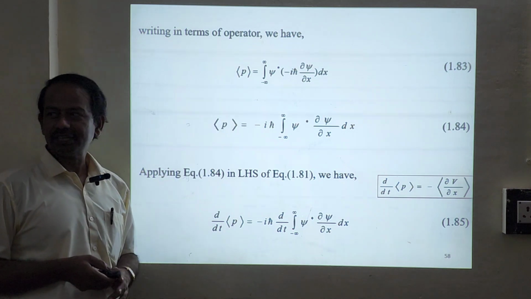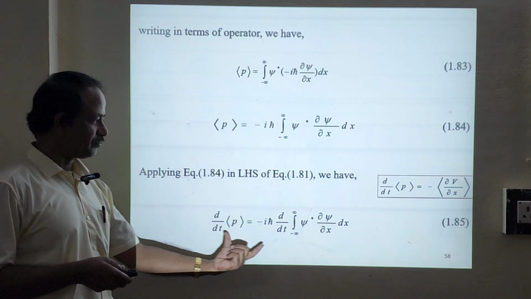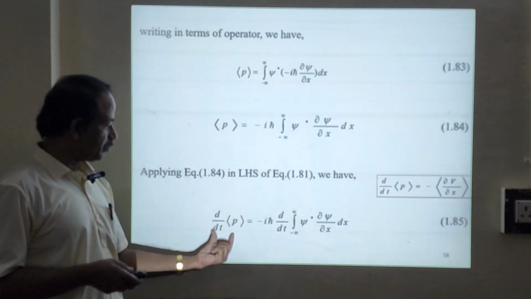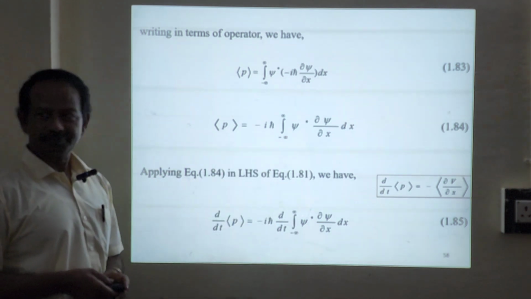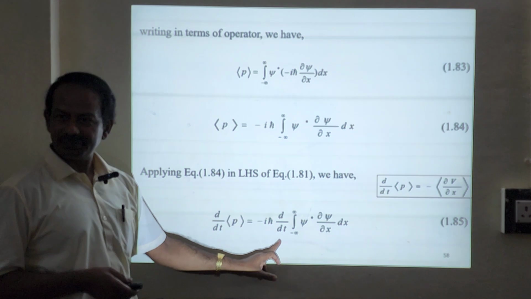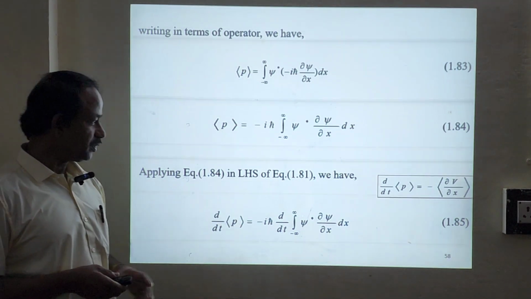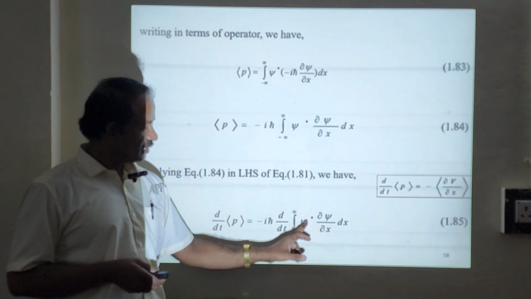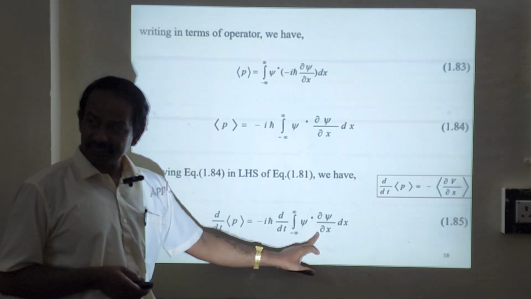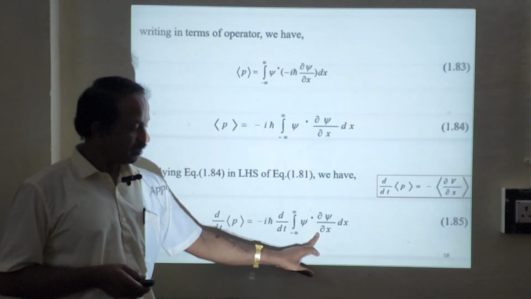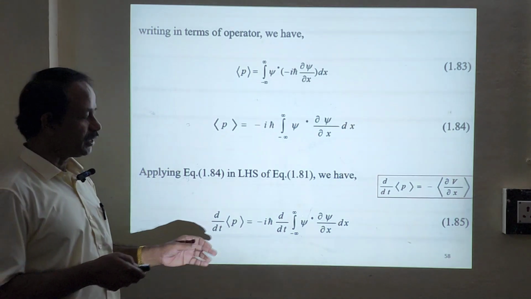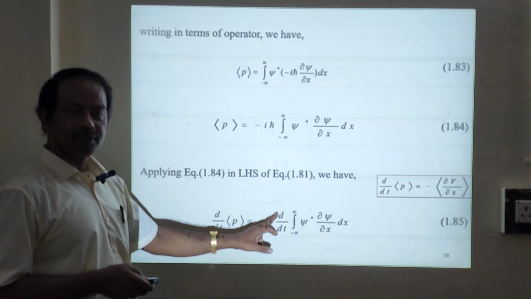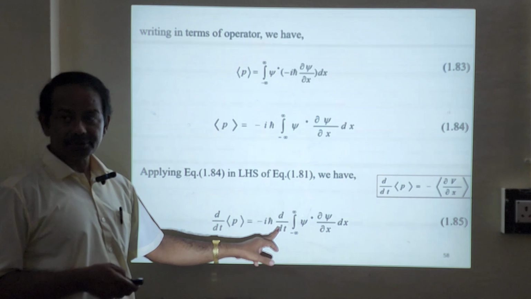So differentiate on both sides with respect to time. dP by dt will give you d by dt of this equation. Is it clear? d by dt of this equation. As usual, you will have to differentiate this with respect to time keeping this as constant, plus keeping this as constant, you will have to differentiate this as usual. So we are going to do 1.85, differentiating with respect to t.